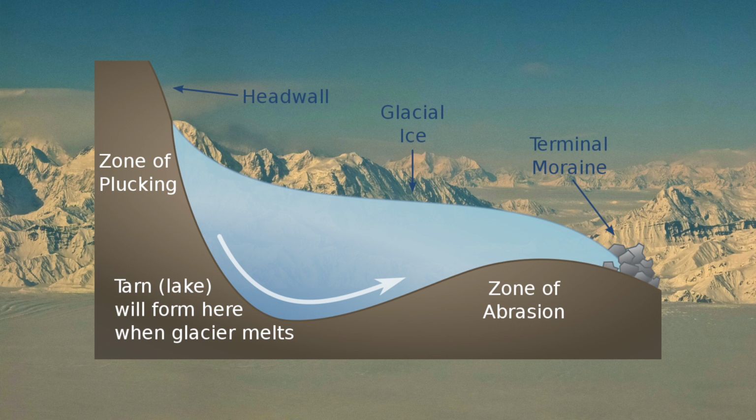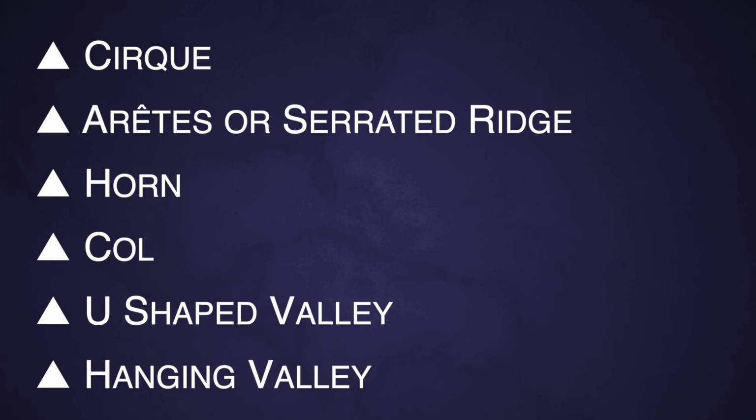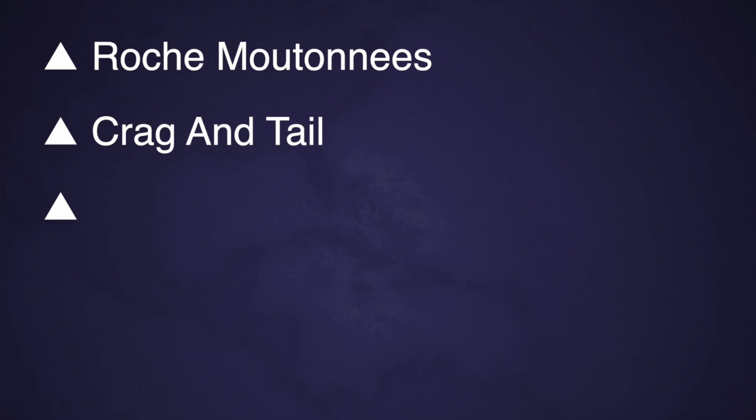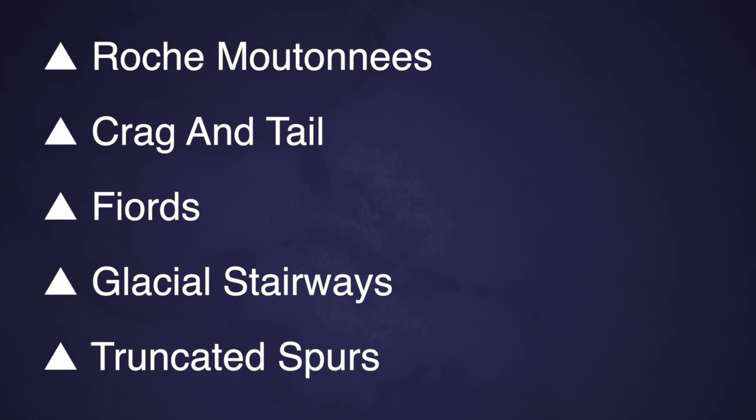The erosional work of the glacier is mostly accomplished through the process of abrasion and plucking. Abrasion and plucking are responsible for the formation of numerous topographical features. The major landforms produced by glacial erosion are listed as: cirque, arête or serrated ridge, horn, col, U-shaped valley, hanging valley, crag and tail, fjords, glacial stairways and truncated spurs.